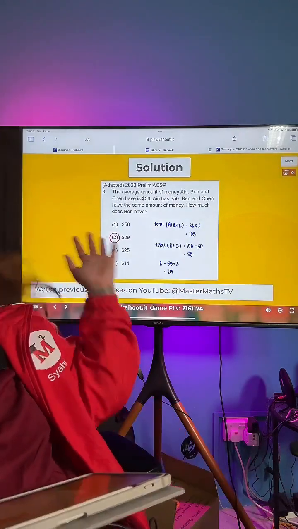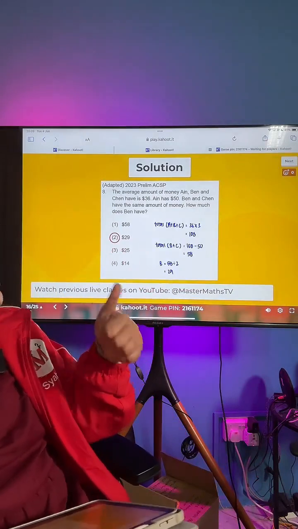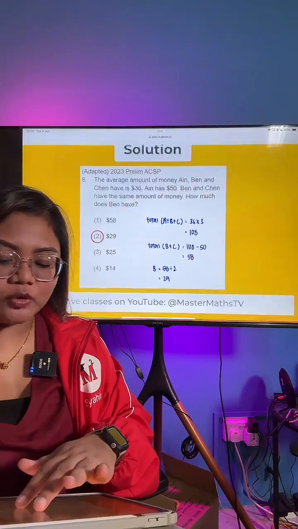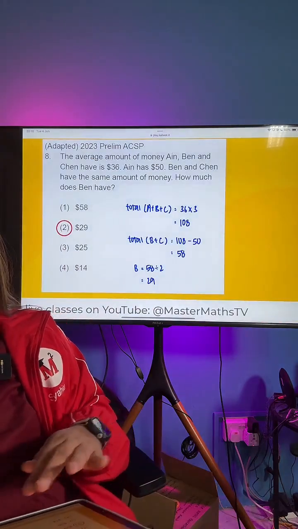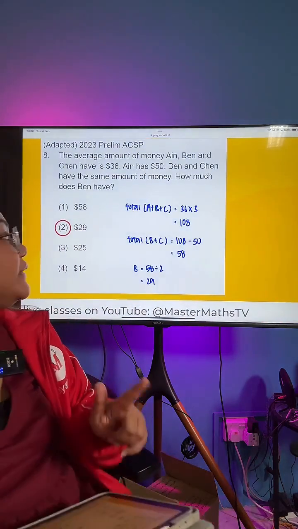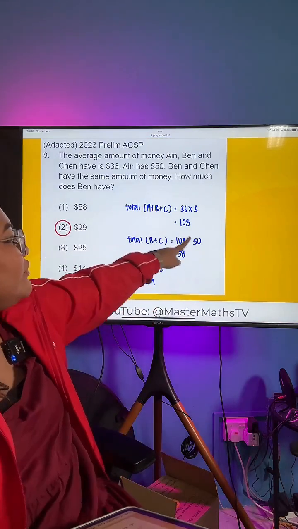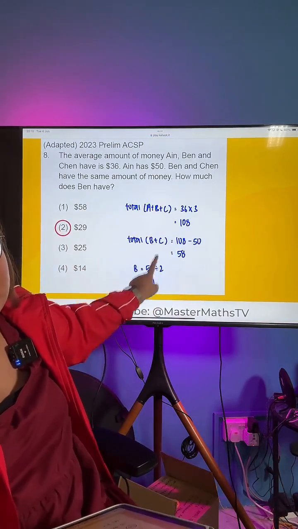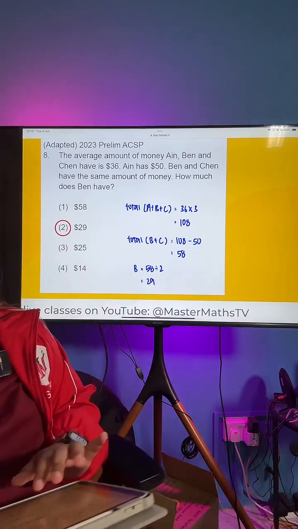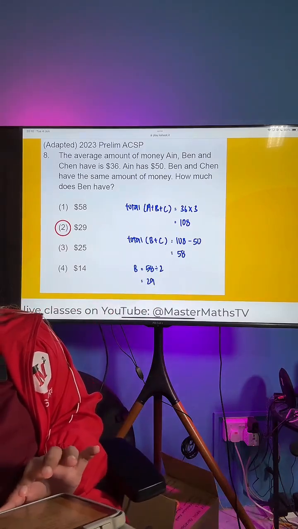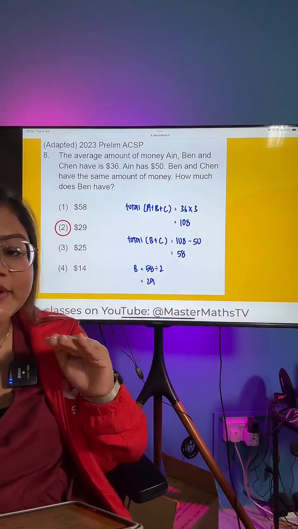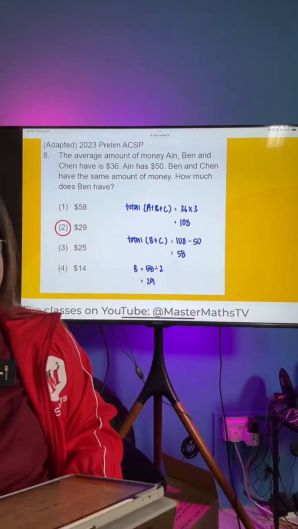Okay, the solution here is very simple. If I have the average of 3 people, I can find the total. So I will find the total for the 3 people first. Then I know the total for B and C, because A is already $50, I take it away and I'm left with B and C. Since they have equal amounts, I divide by 2. That's how I get Ben as $29. 58 is for 2 people, so I need to divide by 2. Got it?